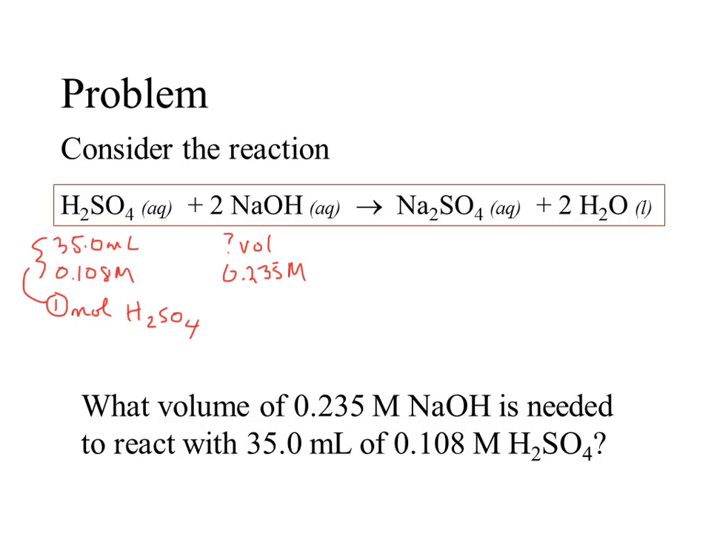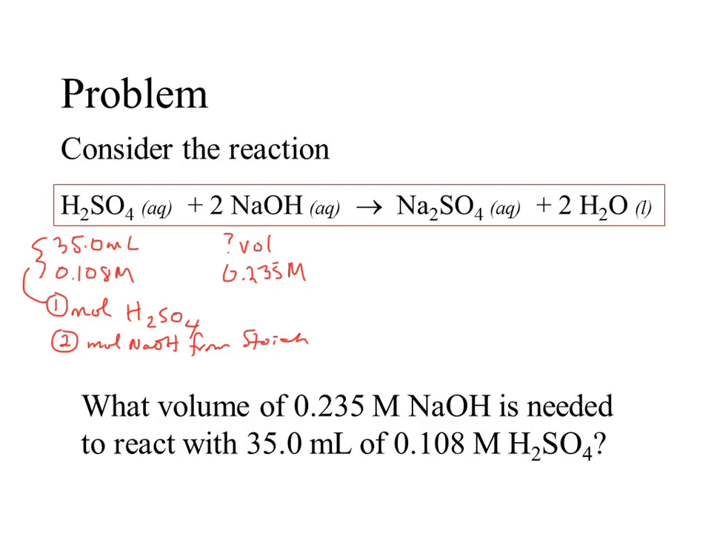The second step is, once we have moles of H2SO4, we can use stoichiometry to get to the moles of NaOH, from stoich. We have a 2 mole to 1 mole relationship. 2 moles of NaOH are used for every 1 mole of H2SO4.